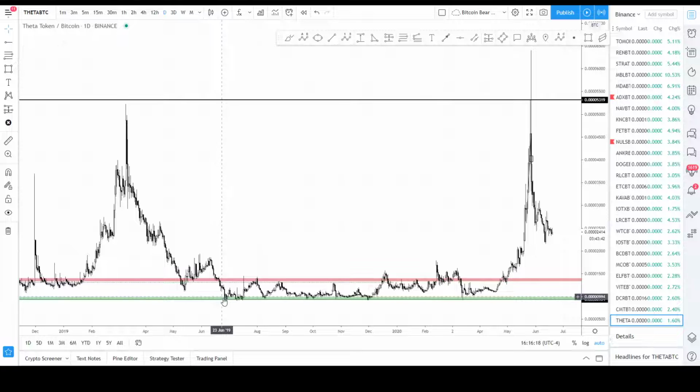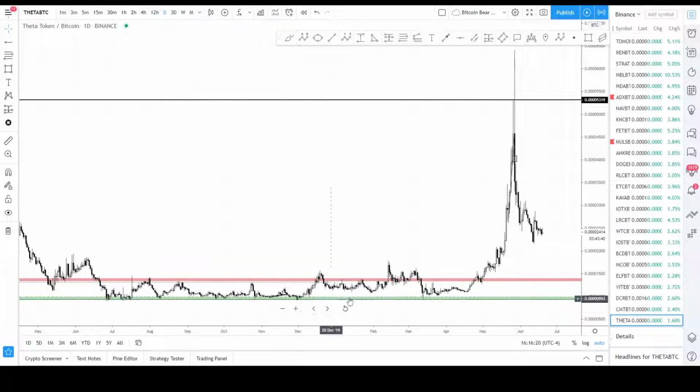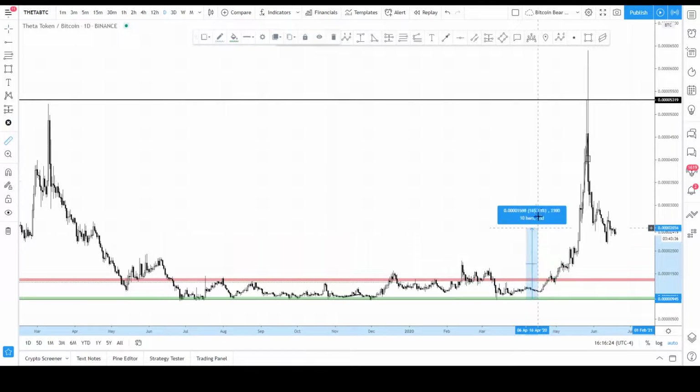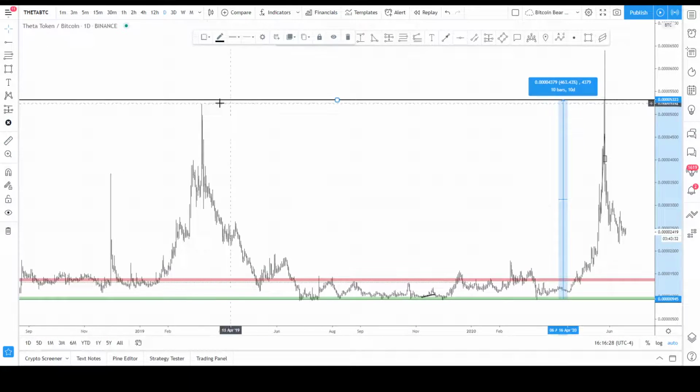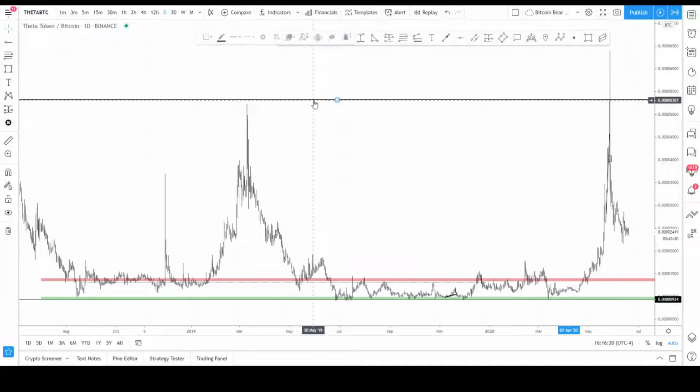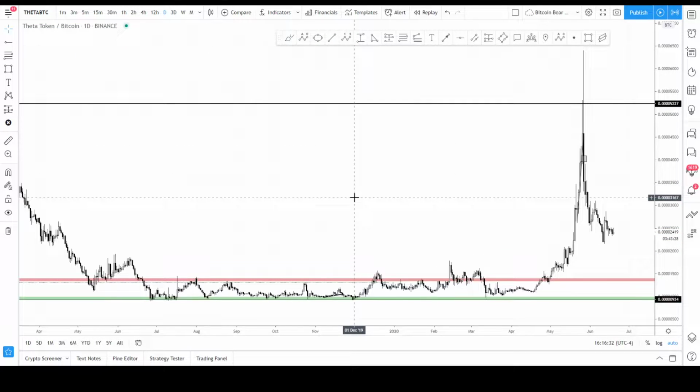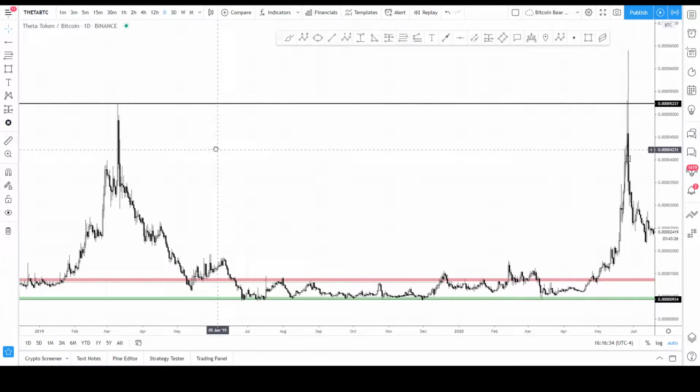Theta is a really good example of one that we accumulated for a long period of time. This was in the 1,000 sat zone, accumulation, never broke that accumulation structure, and then it paid off with the big move to the upside, 416%. Basically double topped on this last move up here. If you remember the chart that I showed you before, it looks really similar.